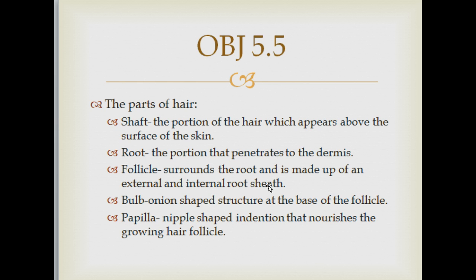Follicle, very important again, surrounds the root and is made up of the external and internal root sheath. The bulb is an onion shape, looks just like a tulip bulb, and a papilla is a nipple-shaped indentation. And with every cell that we talk about, everything has to have one particular cell or one particular area in that system that's going to provide nutrients, because everything is going to require nutrients to continue to grow. Make sure you look at the structures in the lab book on how to label parts of the hair.